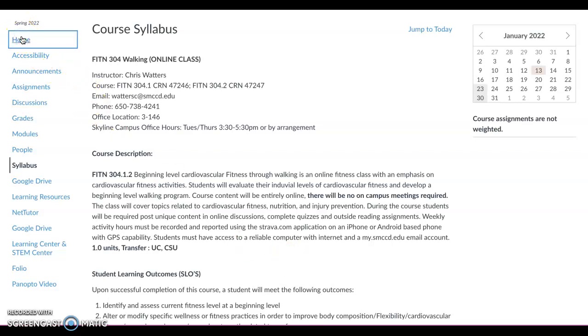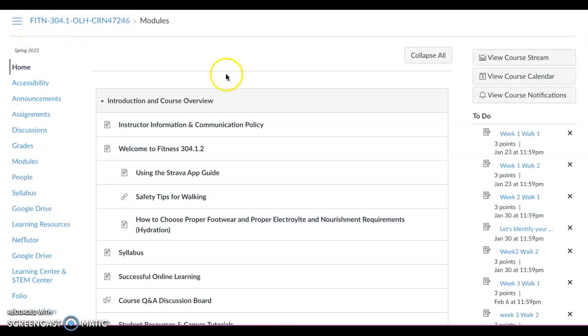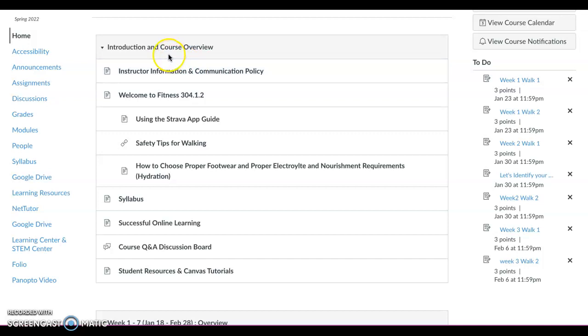Fitness 304 is an asynchronous online class that will be facilitated through Canvas. We will not meet together as a class. Students should take some time and read through our Canvas shell to familiarize yourself with the course requirements. Walking Fitness is an activities class, and students who complete the required activities will receive full credit.